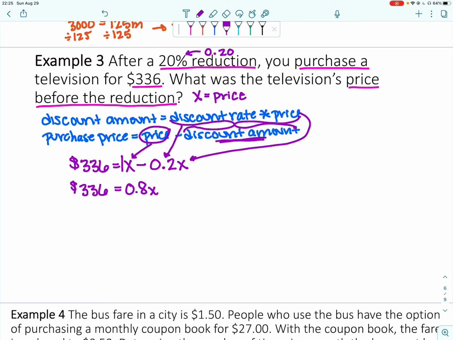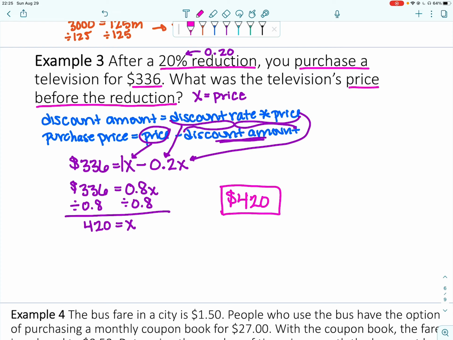And then I can go ahead and divide both sides by 0.8 so that I can get the X by itself. And that gives me 420. So the answer is $420 was the purchase price before the discount.